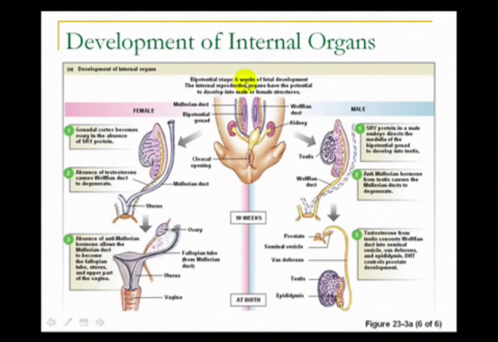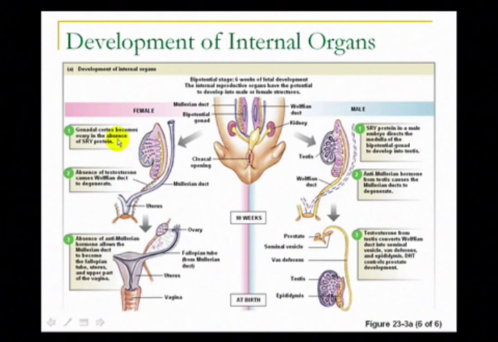Bipotential stage. For the first 6 weeks of fetal development, we all look the same. You have a bipotential gonad, you have the Wolffian duct, which is attached to the gonad, and then the Müllerian duct here. And then what happens is, if you're male, about that time you start to produce the SRY protein, which causes the medulla to differentiate into the testes. Once the testes have differentiated, the Leydig cells will start to produce testosterone, and testosterone will cause that Wolffian duct to develop into basically the seminal vesicles and the vas deferens, which is the tube that leads from the testes to the urethra. And then the anti-Müllerian hormone will cause this Müllerian duct to just degenerate and disappear.